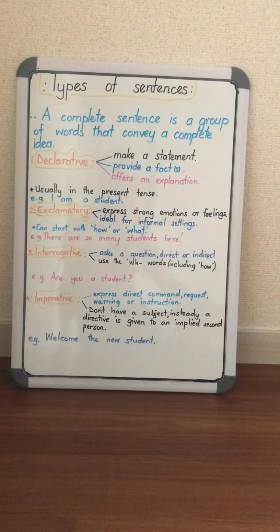Then we have the third type, which are the interrogative type of sentences. I'm sure from the word interrogate, it means there is some bit of questioning. So these ones, they ask a question. The question might be direct or indirect. And in some instances, they use the WH words. Included among the WH words is how, which doesn't start with W anyway, but it's a questioning word. I usually want to use questioning words to be inclusive, and that would include how.